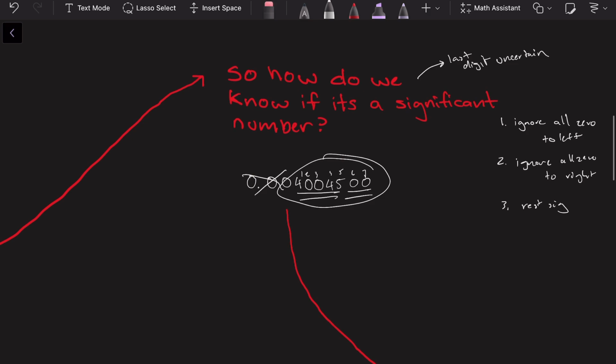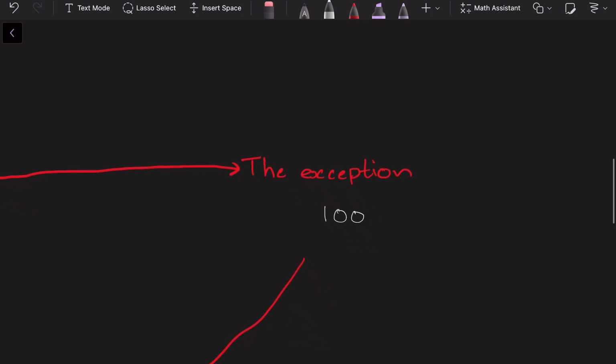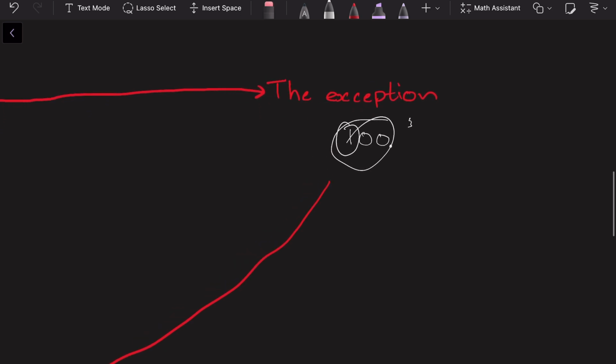Now there is one exception to this rule. Let's look at this number, 100. Right now, according to rules 2 and 3, the only significant number is 1. However, if we add a decimal place here, then we have 3. This only works for trailing zeros, and not really for anything else. Now, if you only want 2 significant numbers, just write it in scientific notation.